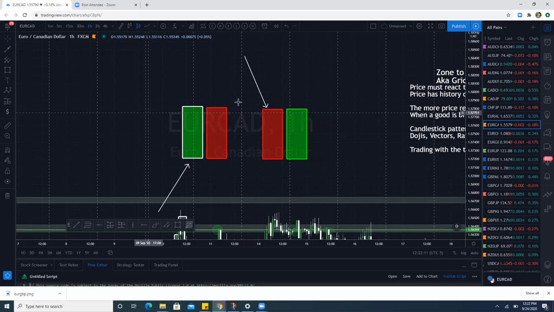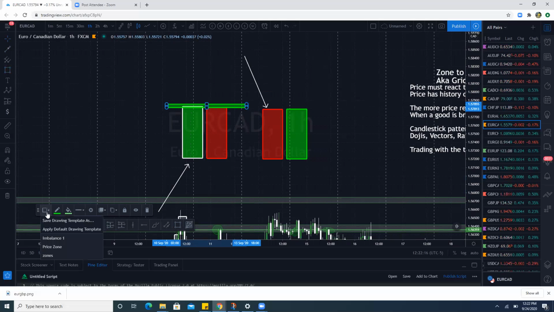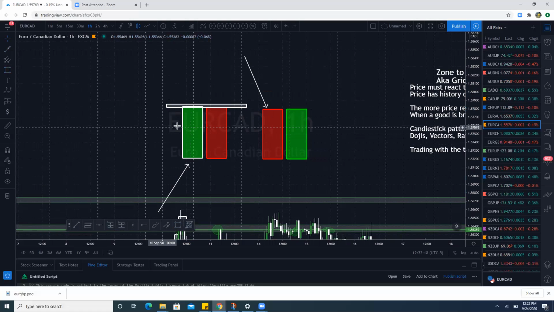Hits a zone. So it's usually a zone up here. Hits a zone, and then it makes an equal or relatively equal push in the opposite direction. That's a railroad. It kind of looks like railroad tracks.